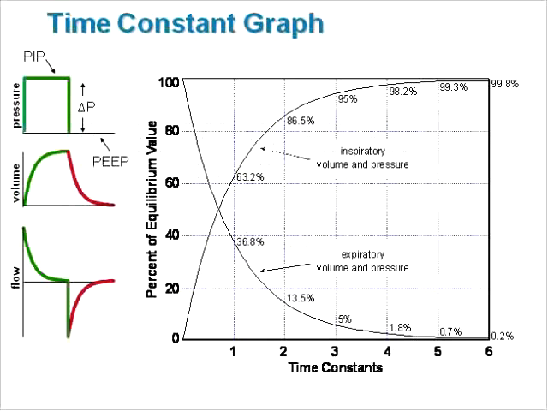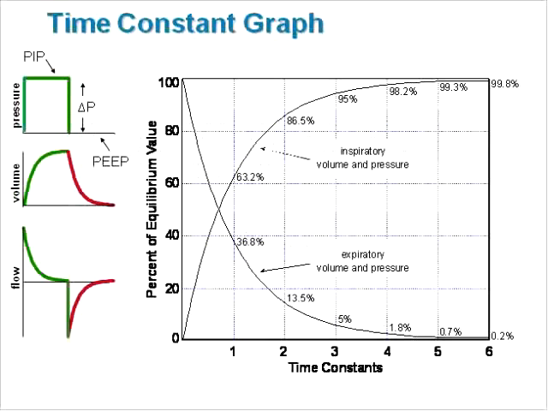The concept of a time constant is very important for understanding BiLevel modes like APRV and BiPAP. On the left, we see the characteristic pressure, volume, and flow curves associated with pressure control ventilation. As the airway pressure makes abrupt or step changes in the inspiratory or expiratory direction, volume and flow respond as an exponential rise or fall. The time that it takes the volume or flow to rise about 63% is the time constant.